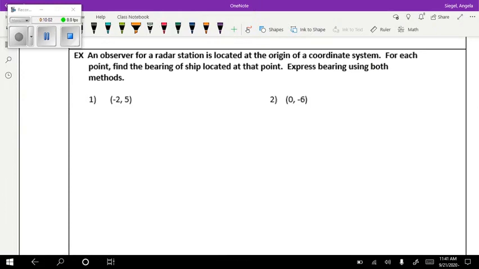Okay, so let's look at another type of problem. Notice it gives us a coordinate point. It says an observer for a radar station is located at the origin of a coordinate system. For each point, find the bearing of the ship at that point.